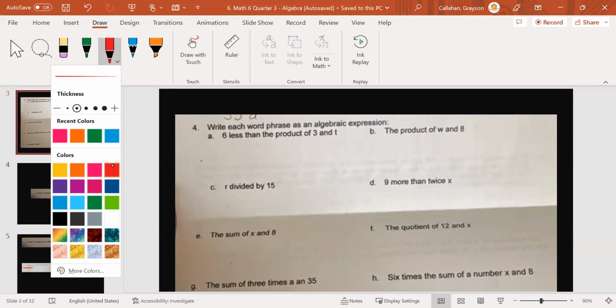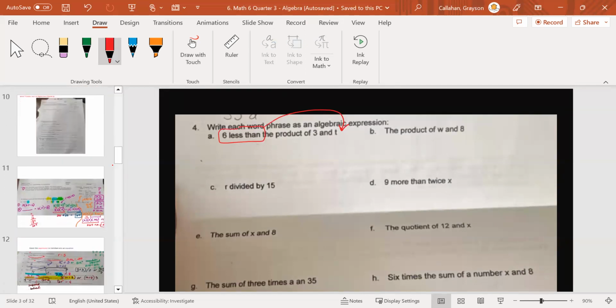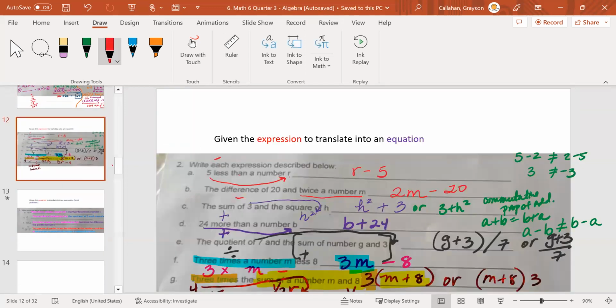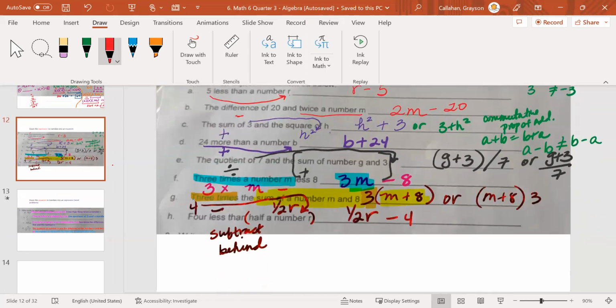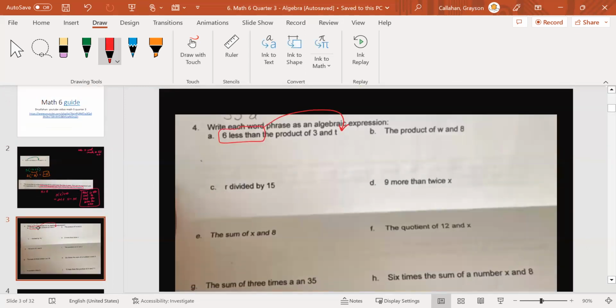6 minus 3 times t. Less than goes behind. We've talked about this. That's in front. I know it's written in front, but the word less than implies it goes behind. I talked about this with the other questions right over here. Right here, where it says 5 less than a number r is r minus 5. It always goes behind. And I believe I said 4 less than, subtract behind. It goes behind. So what's your answer? How would you write that?